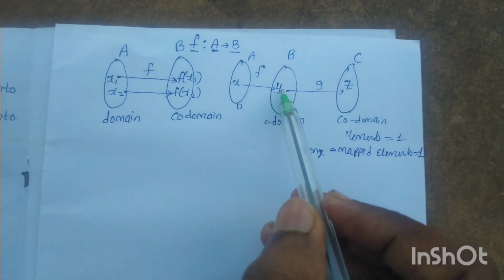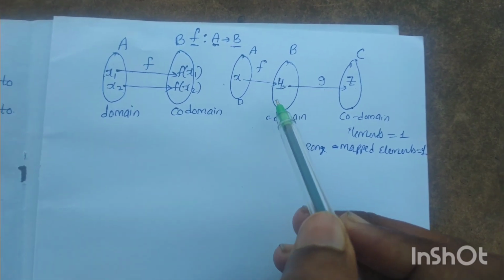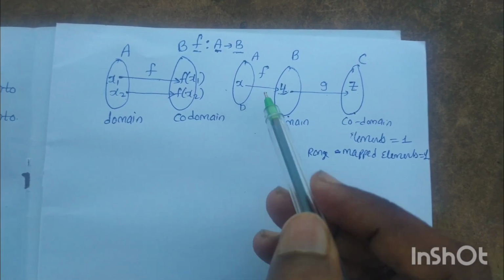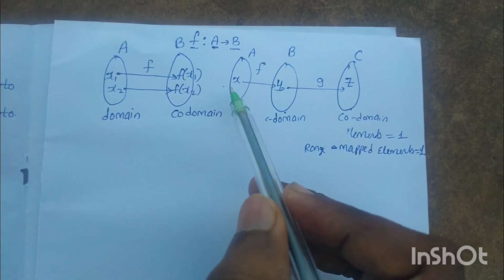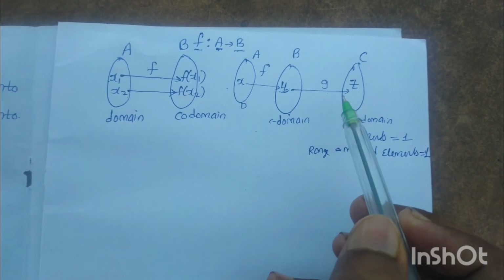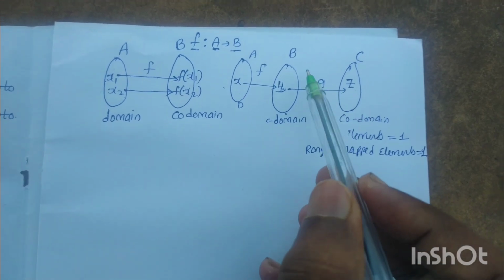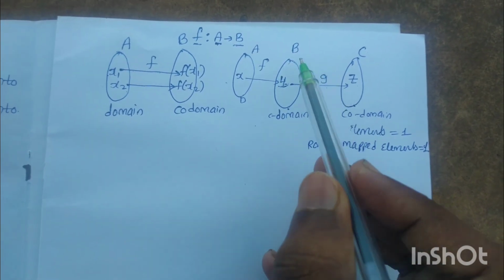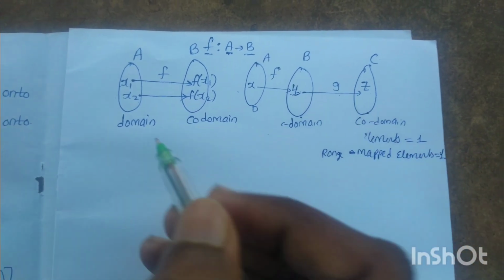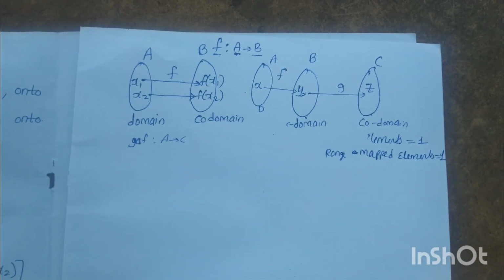Similarly, here also if you observe, the codomain element is only 1 and it is also mapped. That means range is also equal to 1. So that's why f is an onto function. If you observe directly from x, that means from A to C, x is mapped to z. Again here also codomain element is 1 and range is also equal to 1. So that's why g circle f maps A to C is also an onto function.